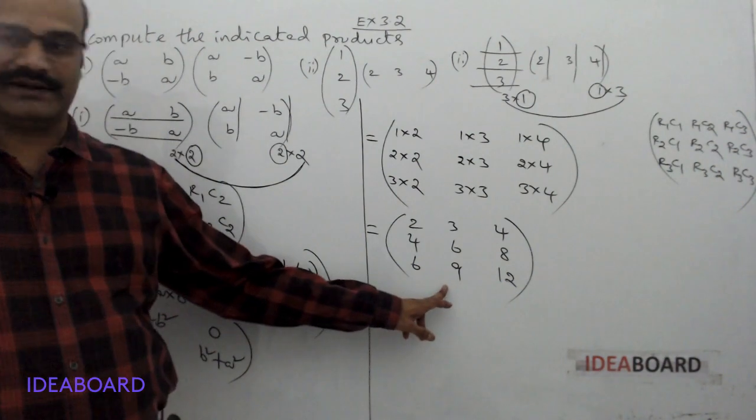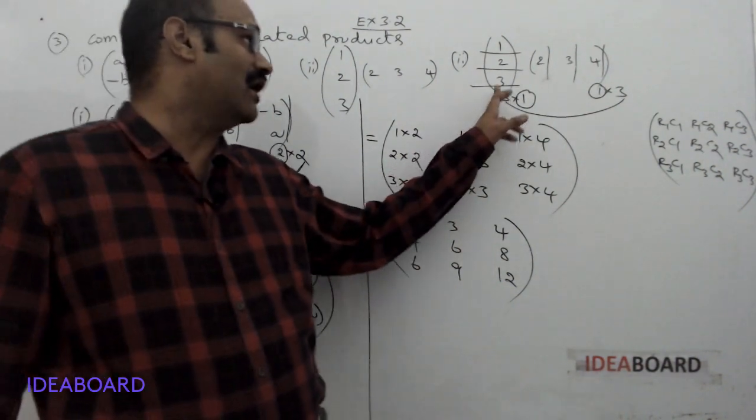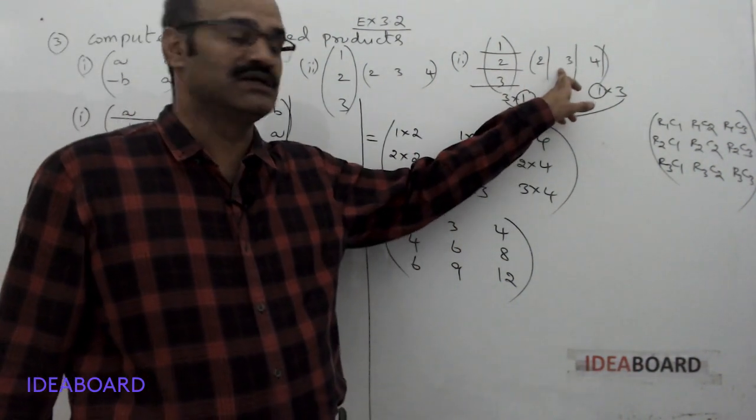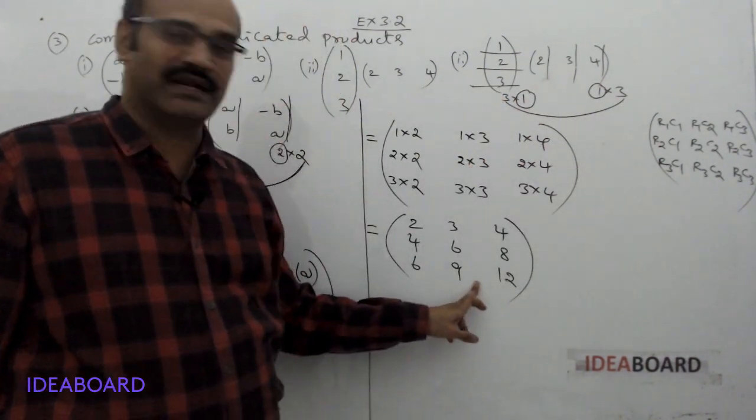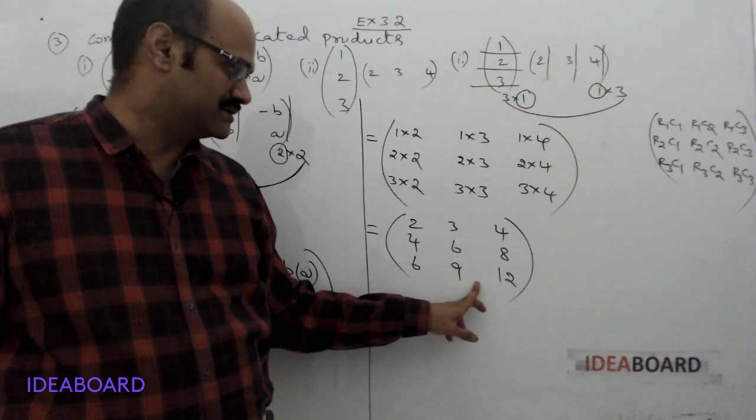This is the required matrix. Here, after multiplying these two matrices, we get a matrix of order 3 by 3. Yes, here we are getting a 3 by 3 matrix.